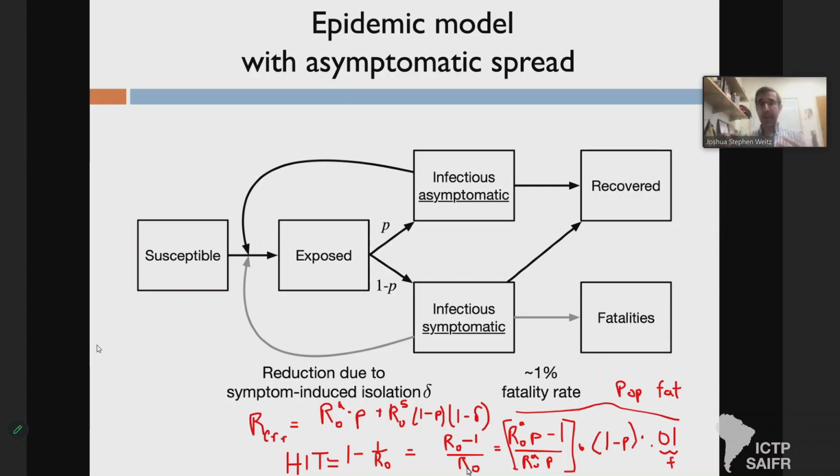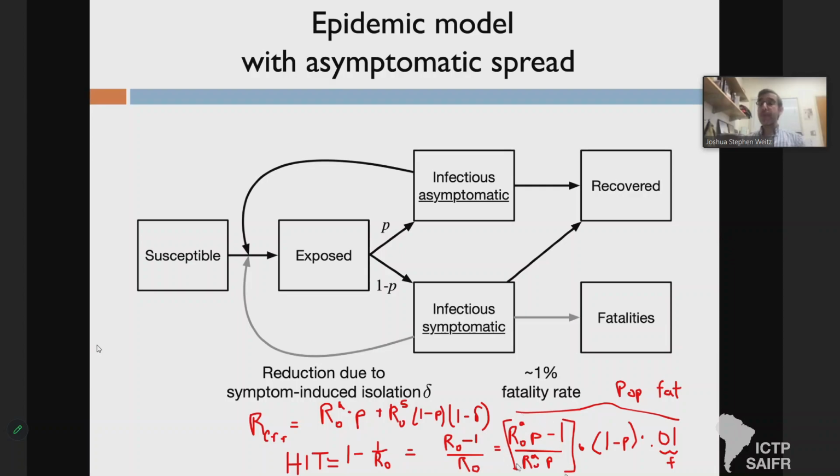If I assume that symptomatic people isolate, so delta is 1, then the spread is always through the asymptomatic people. I know that's not true, but I want to give you intuition here. If that's true, then I can take this R0 and just take R0 A, the asymptomatic reproduction number, times P, because only a fraction, and I'm just replacing that. That's all I've done here. This is assuming delta is 1. So this is the herd immunity threshold. This is how many people would be infected if only asymptomatic people are transmitting.